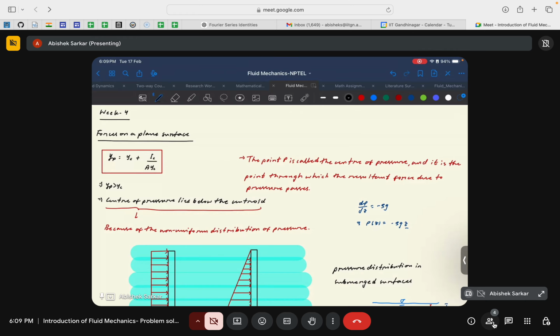So just to reiterate, I hope I'm audible, and again, welcome back to week 4 of the problem solving session for the Introduction to Fluid Mechanics course. In this week, we will be discussing the hydrostatic forces on flat surfaces and curved surfaces as well. And we will look at the stability of submerged bodies and partially submerged or floating bodies. And finally, we'll discuss the rigid body motion part briefly.